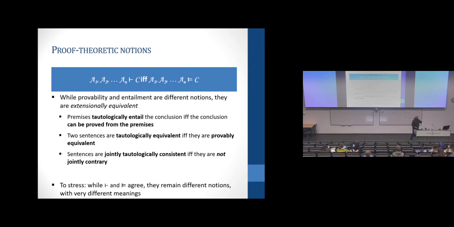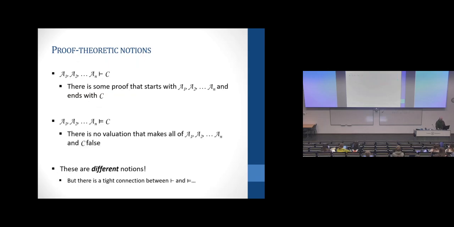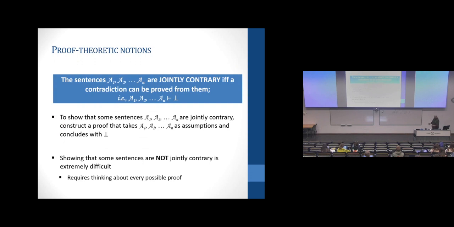Could you repeat the term of jointly contrary? Absolutely. We'll go back. So, again, the general idea is that some sentences are going to be jointly contrary if we can take them as assumptions and then derive a contradiction from them. So thinking in terms of our proofs, we'll take some sentences as our initial assumptions, and then no matter how many steps it is, our proof is going to terminate in that upside down T.